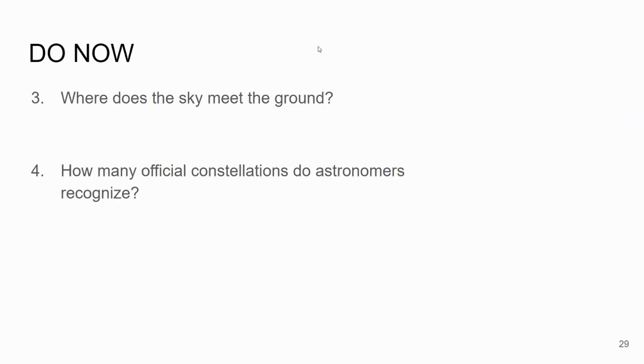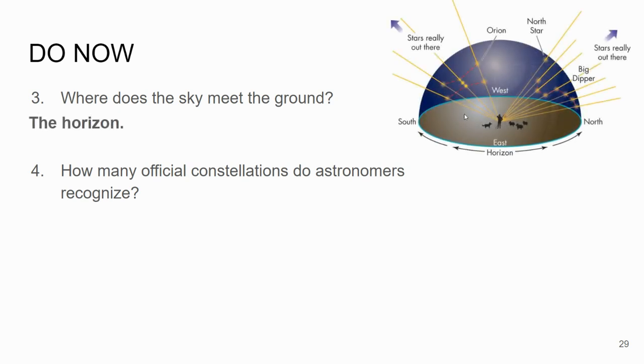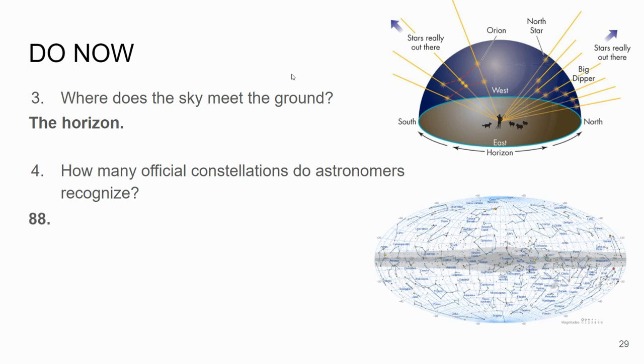So, another vocab term. Where does the sky meet the ground? That's at the horizon. So the horizon blocks half of the celestial sphere. When you're standing on the Earth, you look up at the night sky, you can see half of the stars, and you can't see the other half because the ground's in the way. How many official constellations do astronomers recognize? There are 88 official constellations. And we'll talk about those in this part of the slides today.